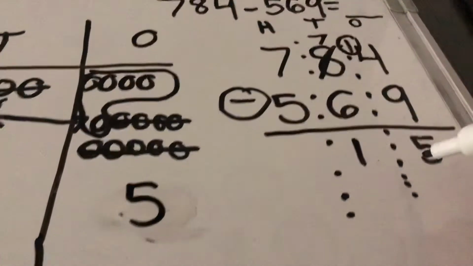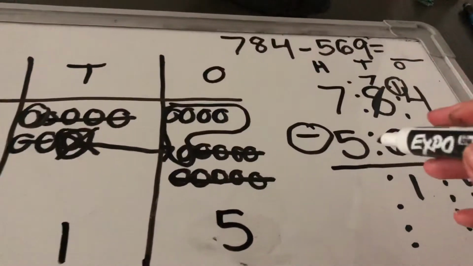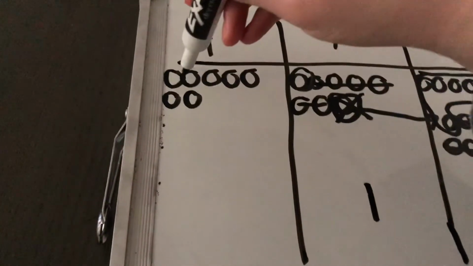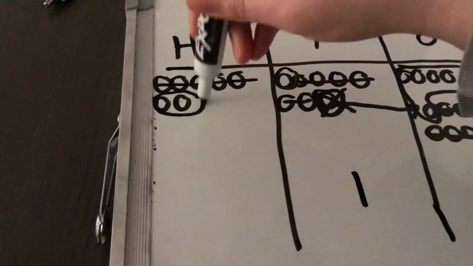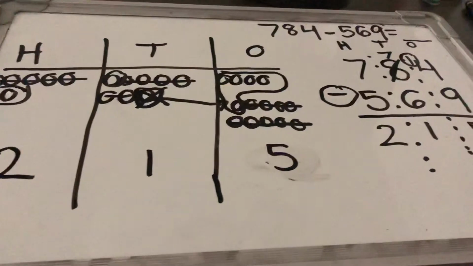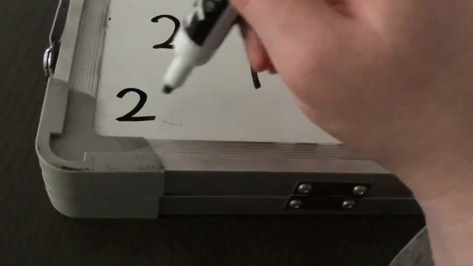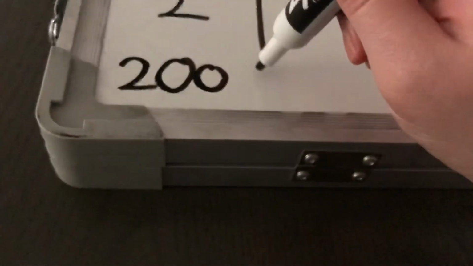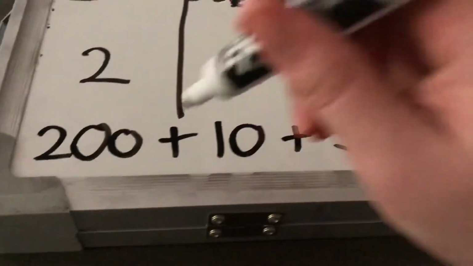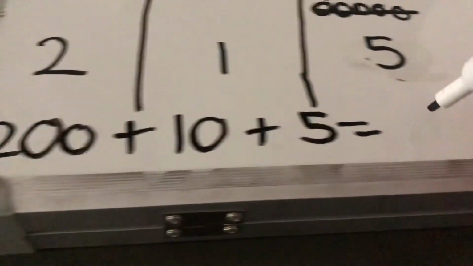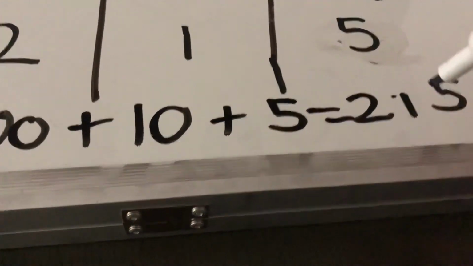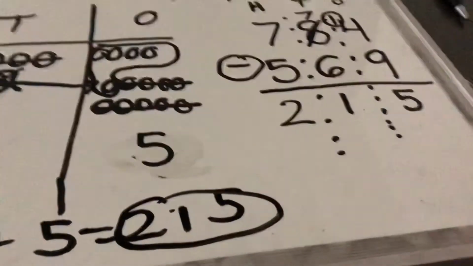But we're not done because we still have our hundreds. 7 minus 5. I take away 5. We have how many left? 2. Right? Our answer is 215 because in this hundreds place we have 2 groups of 100, which gives us 200. 1 group of 10 gives us 10. And 5 ones give us 5. 200 plus 10 plus 5 is 215. All right, nice and simple.